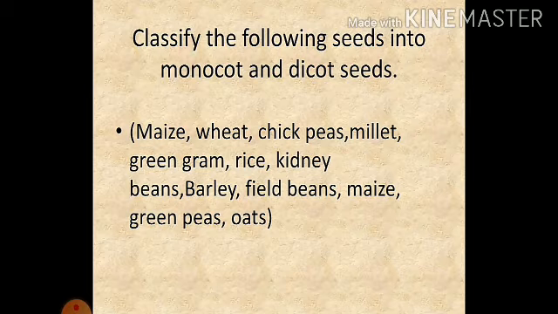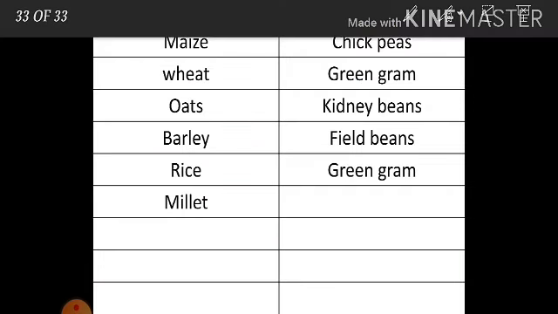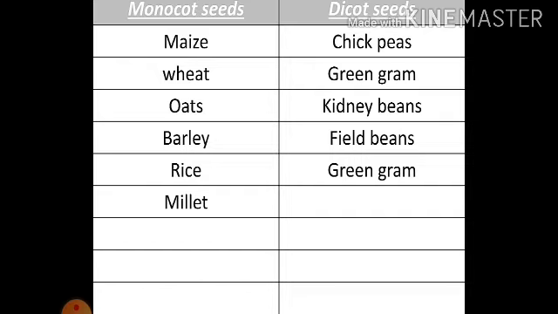So now we are going to make a table. On one side there will be monocot seeds and on the other side there will be dicot seeds. Okay, you can see that I have made a table. The first side is monocot seeds and the second side is dicot seeds. So let's see.